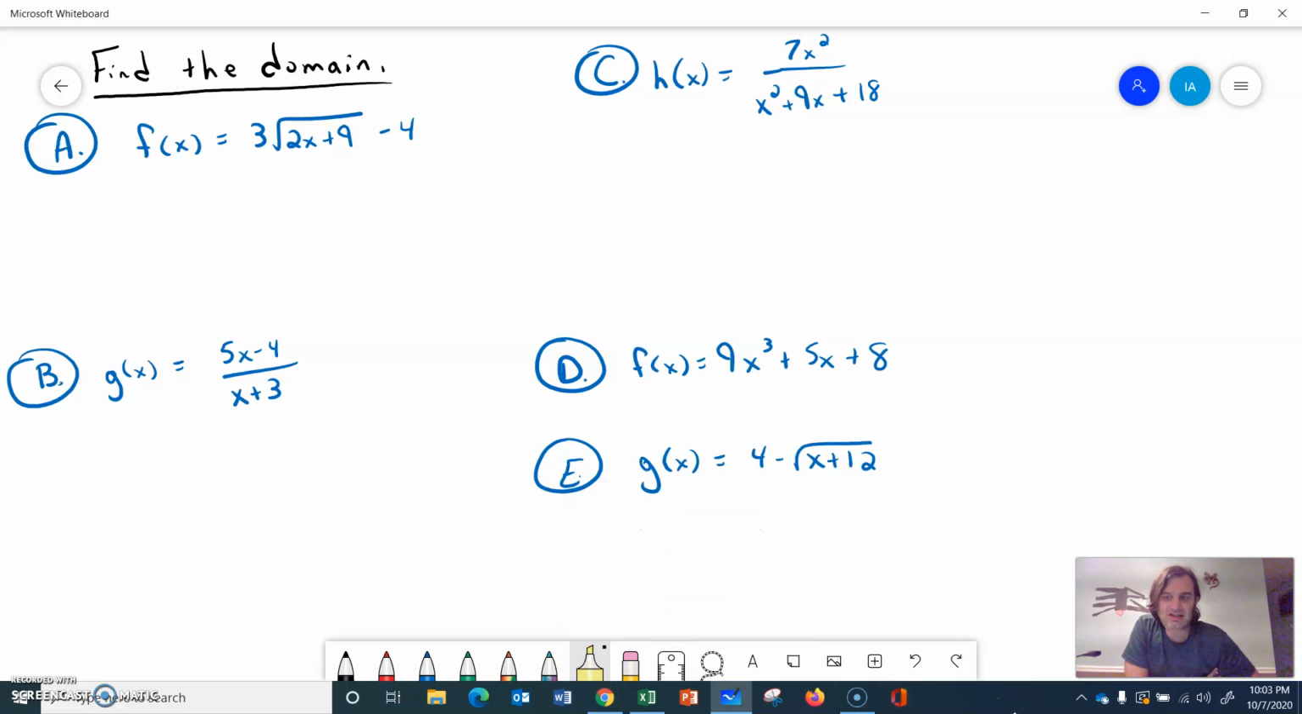We've talked about domain, we've talked about implied domain, and here we're going to try and find the domain given some algebraic functions.